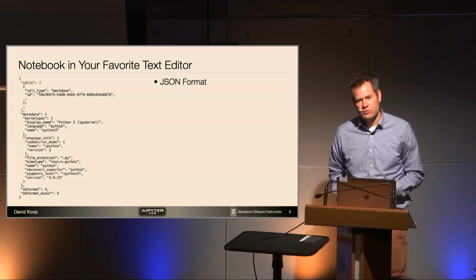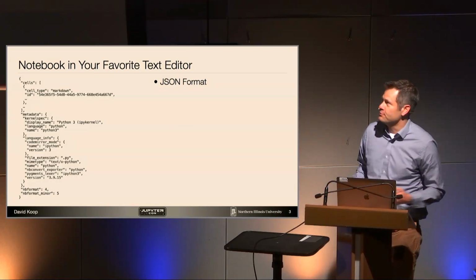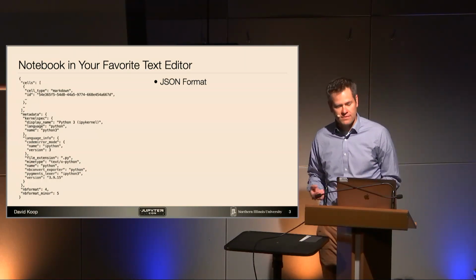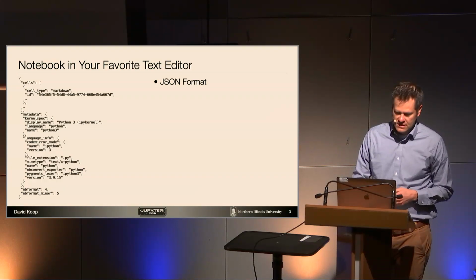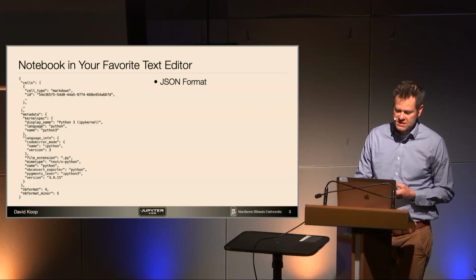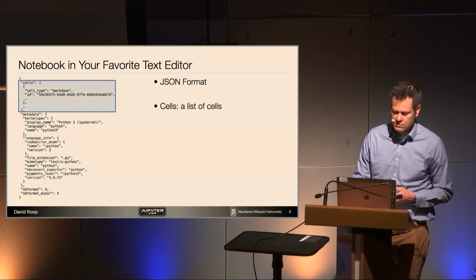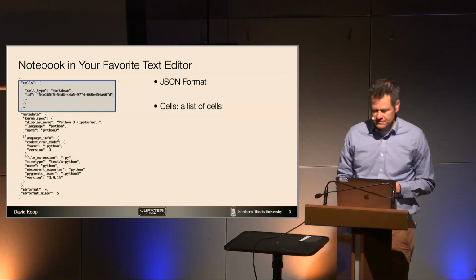Another view is when you open that notebook in your favorite text editor. It looks a little bit different now. It's this JSON file format. Some of you may be familiar with that from other data formats. It's a standard. And what we see in the notebook specifically is that there are these divisions into cells, which is a list of cells, very truncated in this case.